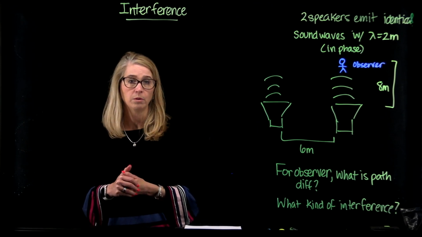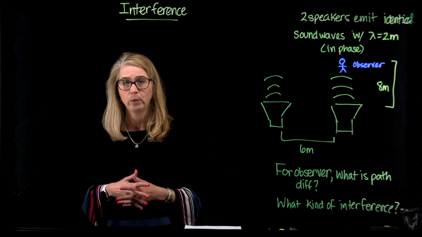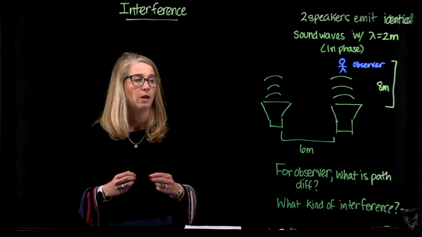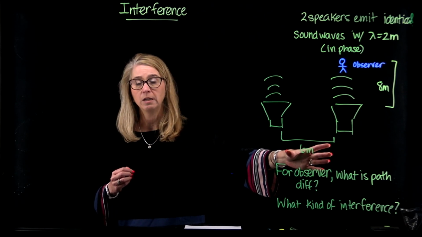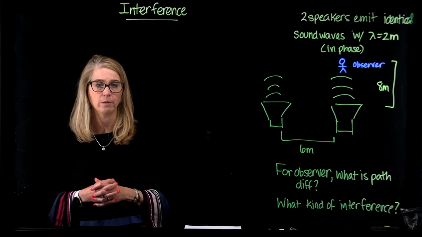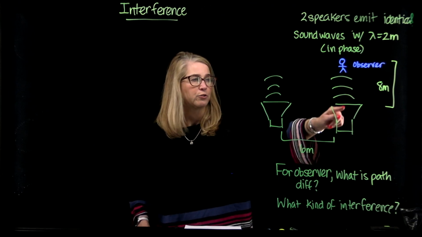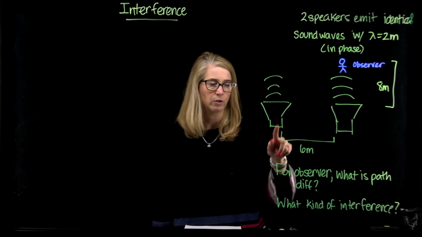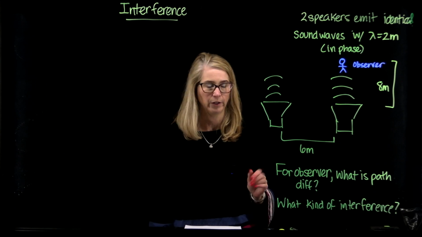So in this problem, we have two speakers that are emitting identical sound waves, and the wavelength of these sound waves is 2 meters. Just to be clear, the sound waves are also emitted in phase with each other. So they're exactly doing the same thing at the same time when they leave the speaker. We have an observer that is directly in front of one of the speakers, and he's 8 meters away. The speakers are a distance of 6 meters apart. Nothing is drawn to scale here clearly.